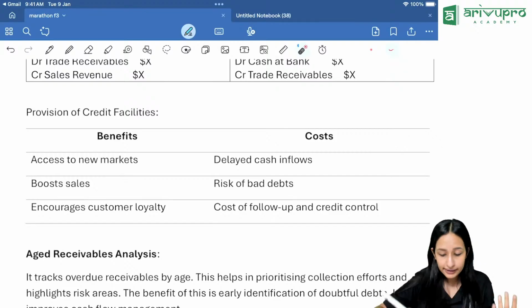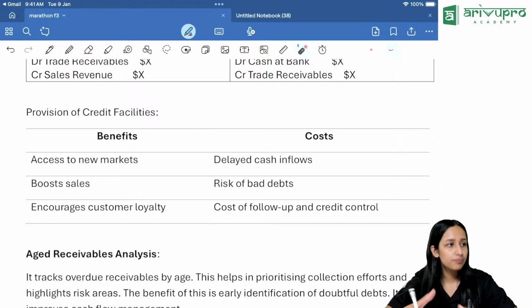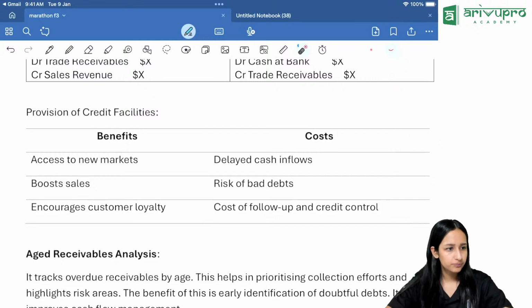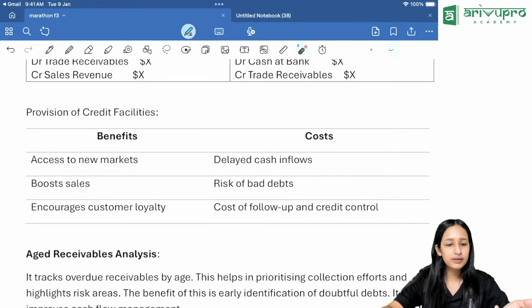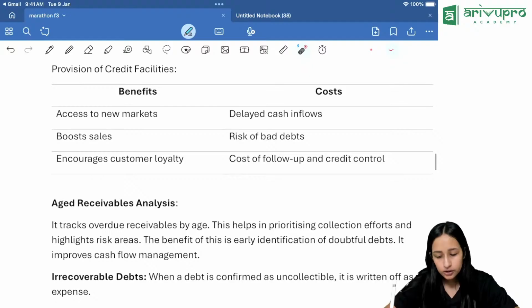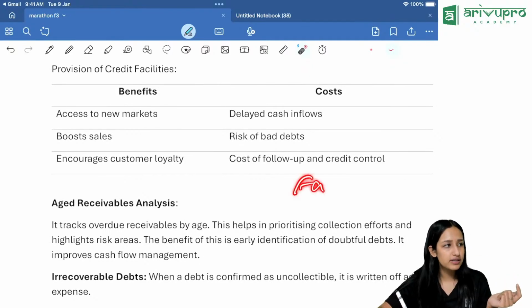Next is risk of bad debts. Yes, immediate cash payment will not have any bad debts, but whenever it comes to credit, maybe something could go wrong and the customer will not pay you back. This cannot be controlled. In a business, it's always going to be there. And then cost of follow-up and credit control, that is a big headache. That's why we outsource this to someone else called a factor.